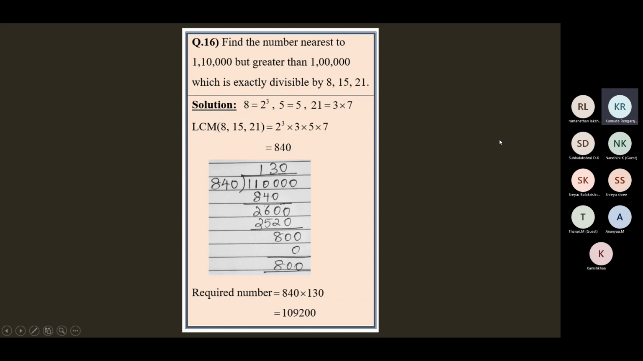Yeah, children. So if you try 840 into 131, it'll be more than 1,10,000. So if you do 840 into 131, you get 1,10,040, which is more than 1,10,000.